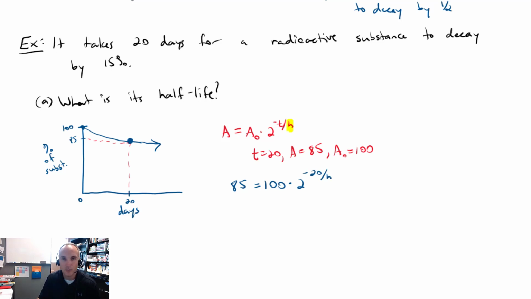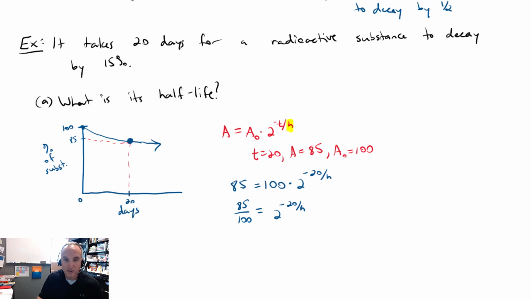And now the only variable we have is H, so we can do some algebra to solve this exponential equation. It's exponential because the variable H is in the exponent. So we'll divide both sides by 100. 85 divided by 100, I could just leave as a fraction. I could reduce it. I could write it as a decimal. I like writing it as a fraction because I don't need to worry about reducing it to solve for H. That equals 2 to the negative 20 over H.